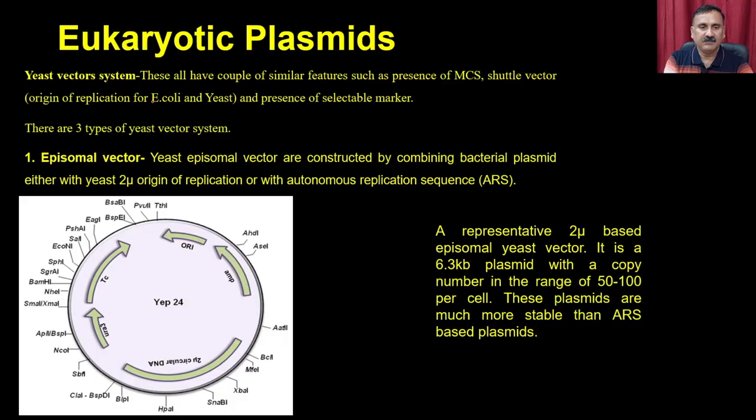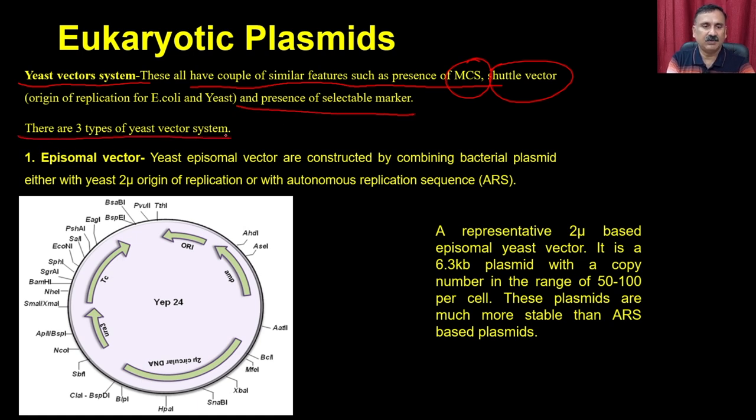So first we'll talk about the yeast vectors. These all have a couple of similar features, like the MCS, shuttle vectors, and the presence of a selection marker. There are three different types of yeast vectors. You have the episomal vectors. Yeast episomal vectors are constructed by combining the bacterial plasmid either with the yeast 2 micron origin of replication or with the autonomous replication sequences.